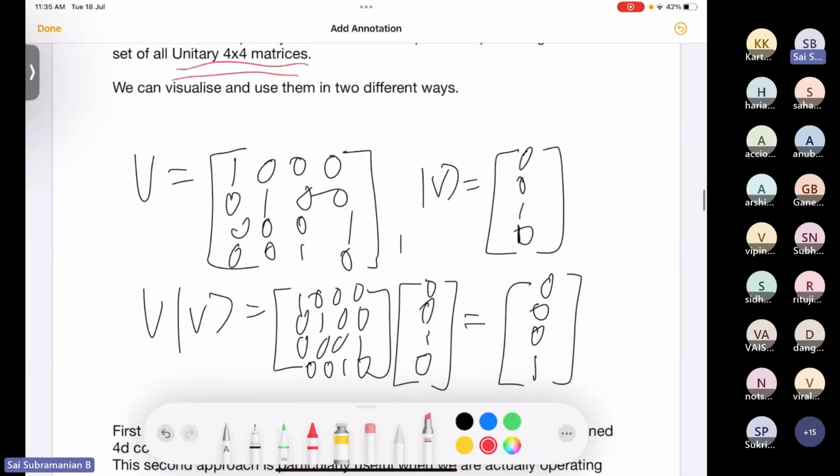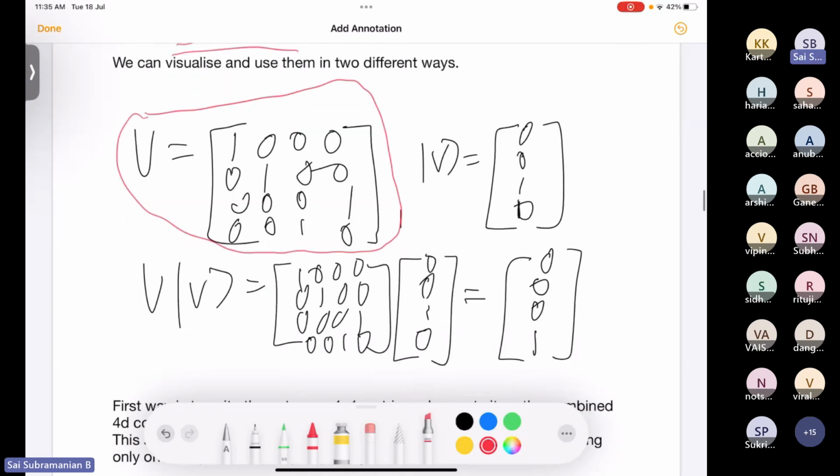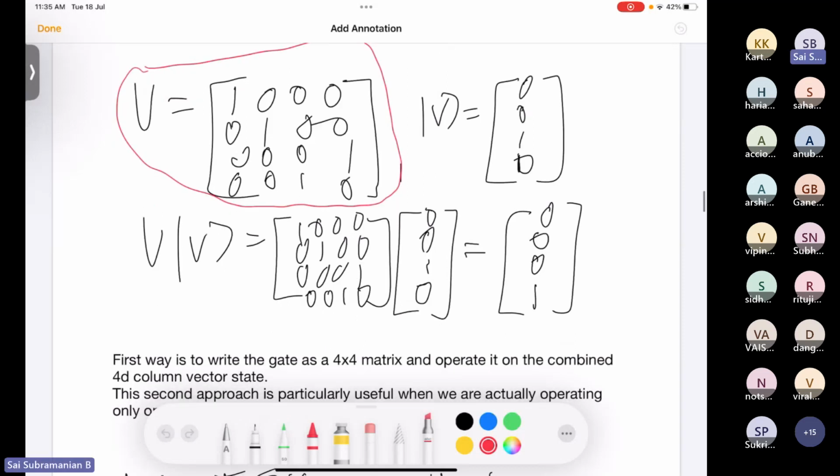We will visualize and use them in two ways. Sometimes we will write this operator as a 4 by 4 matrix like this. We will just write down the matrix and say, this is what it does. If we have a vector like this V, we will just do U into V. That is, we'll just multiply the matrix and the vector, and this will give us a new vector. Okay. So matrix, vector, new vector. So this is one way we can use 2 qubit quantum gates.